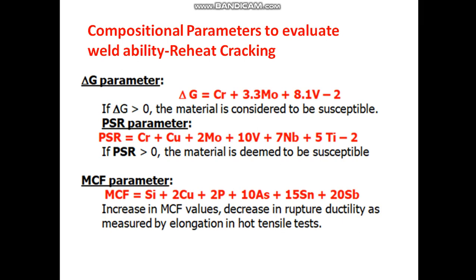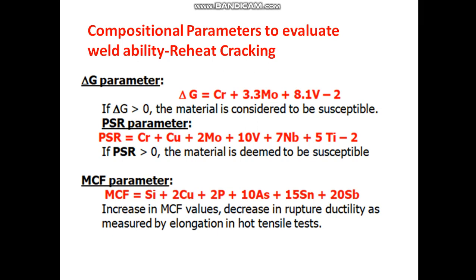The delta G parameter considers chromium, molybdenum, and vanadium. If delta G is greater than 0, the material is considered to be susceptible. Then second is the PSR parameter. The PSR formula considers the effect of chromium, copper, molybdenum, vanadium, niobium, and titanium. If the PSR value is greater than 0, the material is deemed to be susceptible.